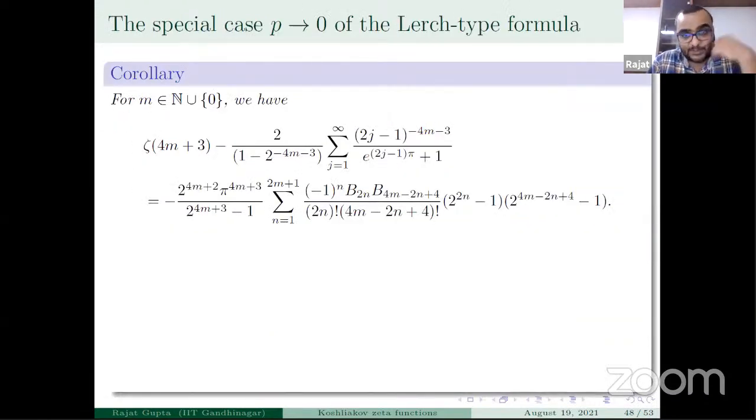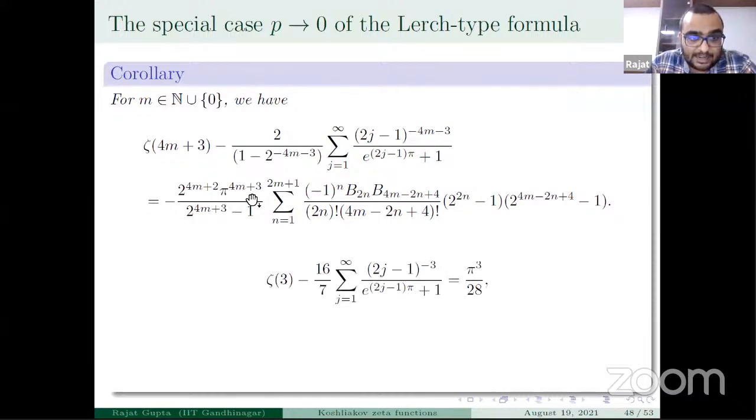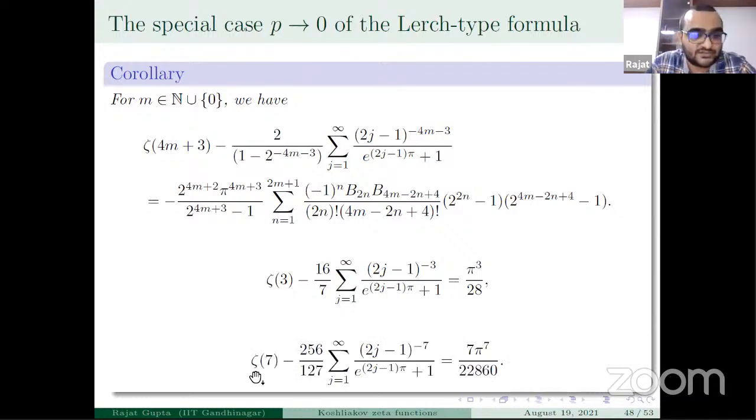And as a special case, p tends to 0, we have, for m a positive integer, zeta of 4m plus 3 minus this series is equivalent to this finite Bernoulli sum multiplied by a power of pi. And from here, if you put m equal to 0, you will have a new representation for zeta of 3, which is given by this. And similarly for m equal to 1, you have a representation for zeta of 7.